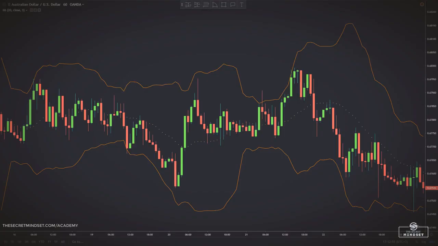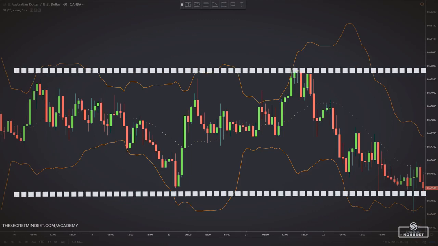In a sideways market, when there isn't a clear trend on the chart, Bollinger Bands provide very good support and resistance levels, as most traders believe that there's a high chance of prices staying within Bollinger Bands.